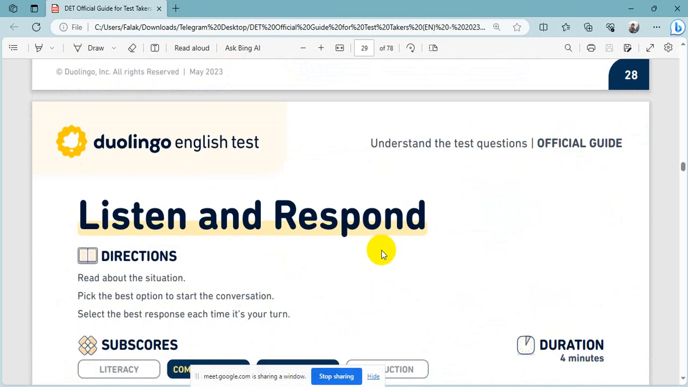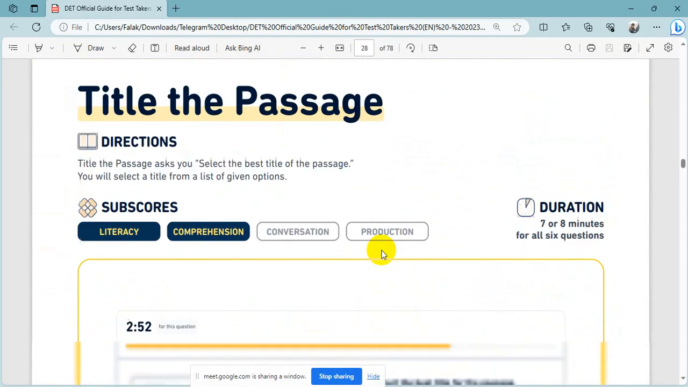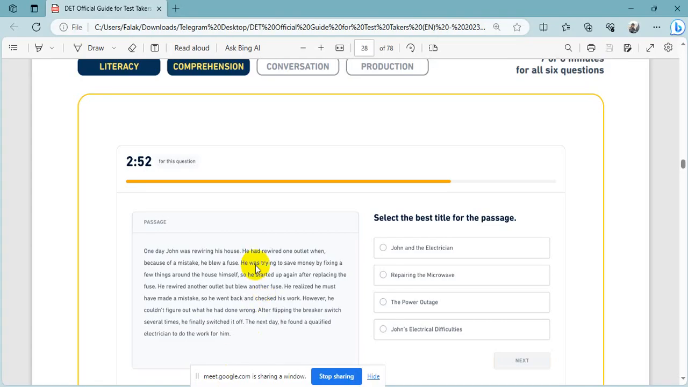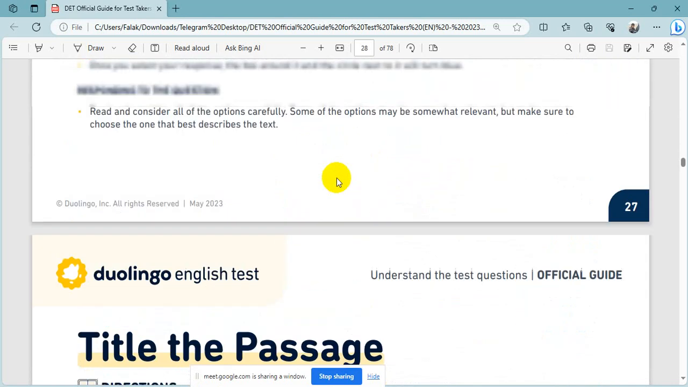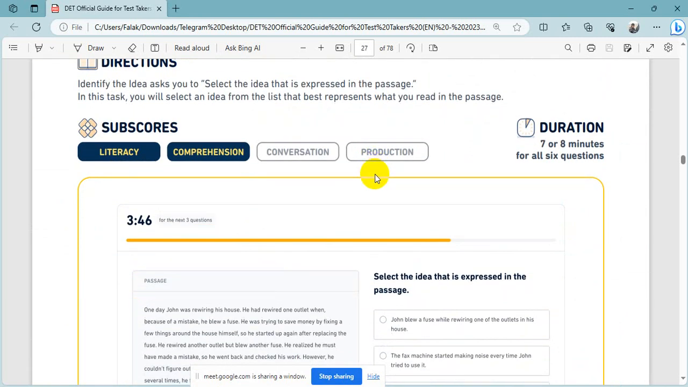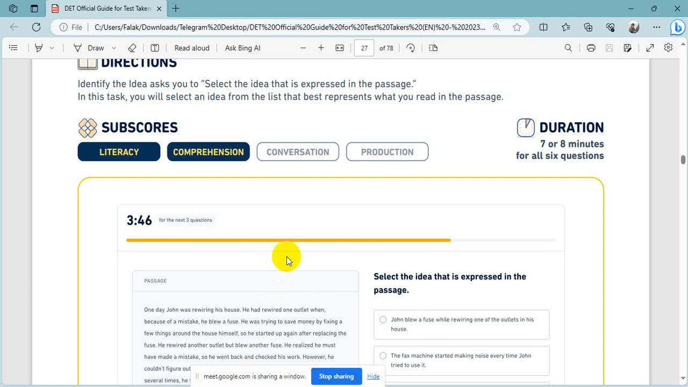And before these two question types, which were listen and respond and summarize the conversation, we have spoken about title the passage. Title the passage was one of the reading question types, in which there was a passage on the left side of the screen, and on the right side there are four potential titles for the passage, and you are supposed to choose one of the titles as a good title for the passage. And before that, you had identify the idea, in which, again, there is a passage and you're supposed to select the idea that is expressed in the passage. So this was another question type which you had in the reading part of the Duolingo English test.